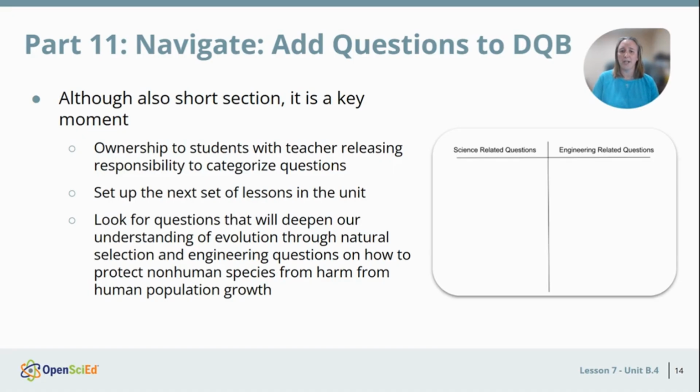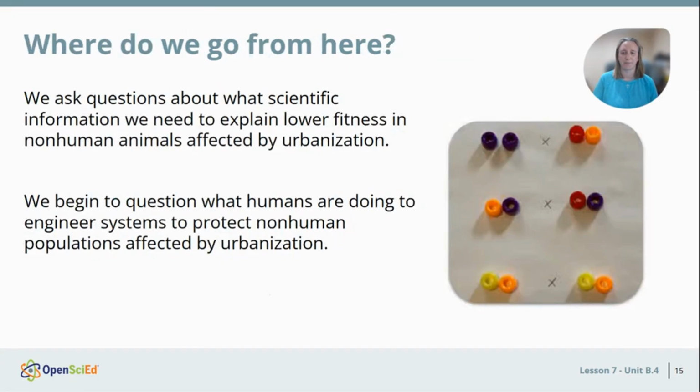So look to break up questions based on science ideas or engineering ideas. Sometimes I'll give a hint to students on the board by dividing my whiteboard into 2 columns with science-related questions and engineering-related questions at the top. We really want to be looking for questions that will deepen our understanding of evolution through natural selection and questions that are related to engineering practices that will protect non-human species from the growth and urbanization of the human population.